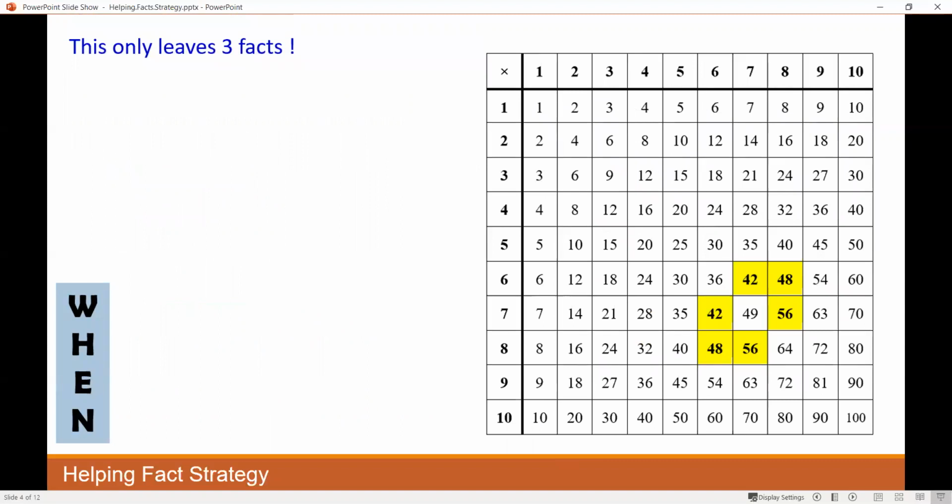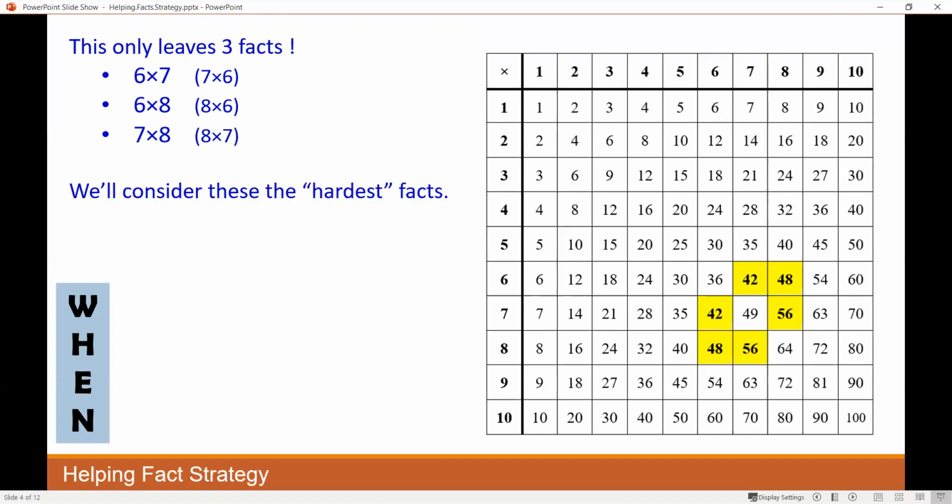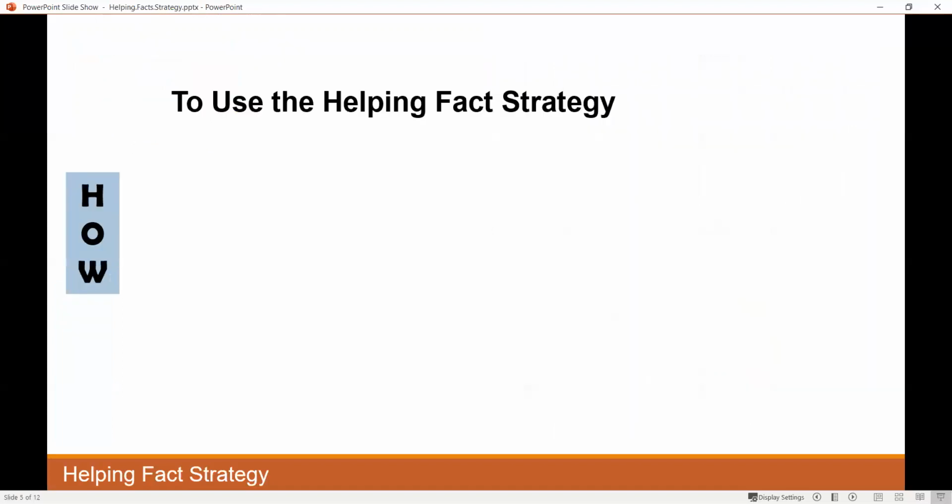The 3 facts that we need to look at are 6 times 7, and the turned around fact 7 times 6, 6 times 8, which is 8 times 6, and 7 times 8. These are the hardest facts, and we're going to be using the helping facts strategy. Now, how do we use the helping facts strategy? By the way, I might mention here before I do these 3 examples that the helping facts strategy can actually be used on any difficult fact if you have a nearby fact.